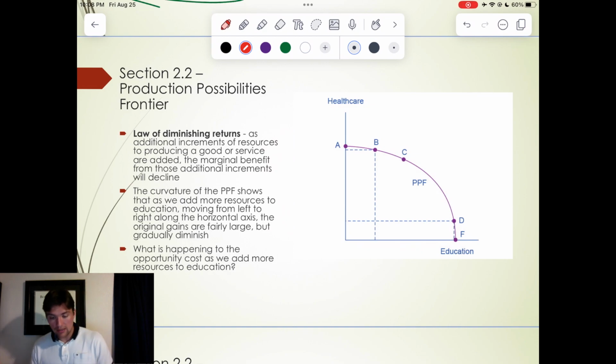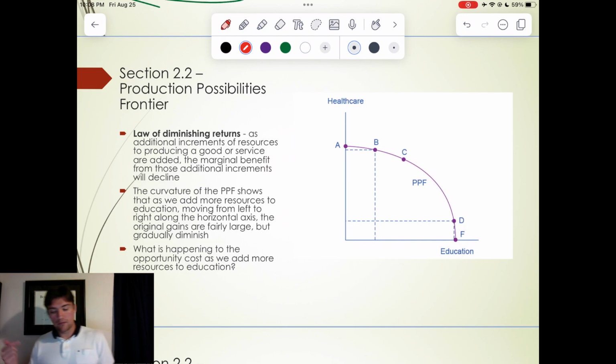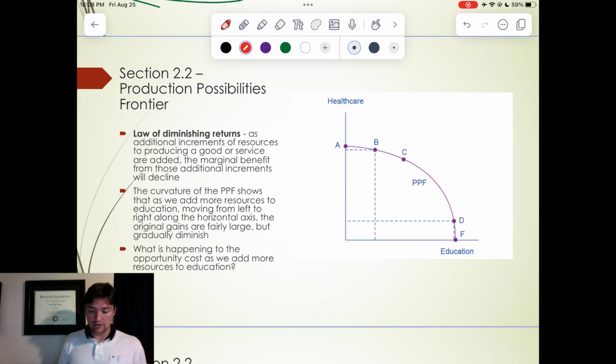As additional increments of resources to producing a good or service are added, the marginal benefit of those additional increments will decline. Right? So because we're doing more education, the returns to the education, like the extra benefits you're getting, are very, very small. And the curvature of the graph shows that as we add more resources to education, moving from left to right along the horizontal axis, the original gains are fairly large, but then gradually diminish.